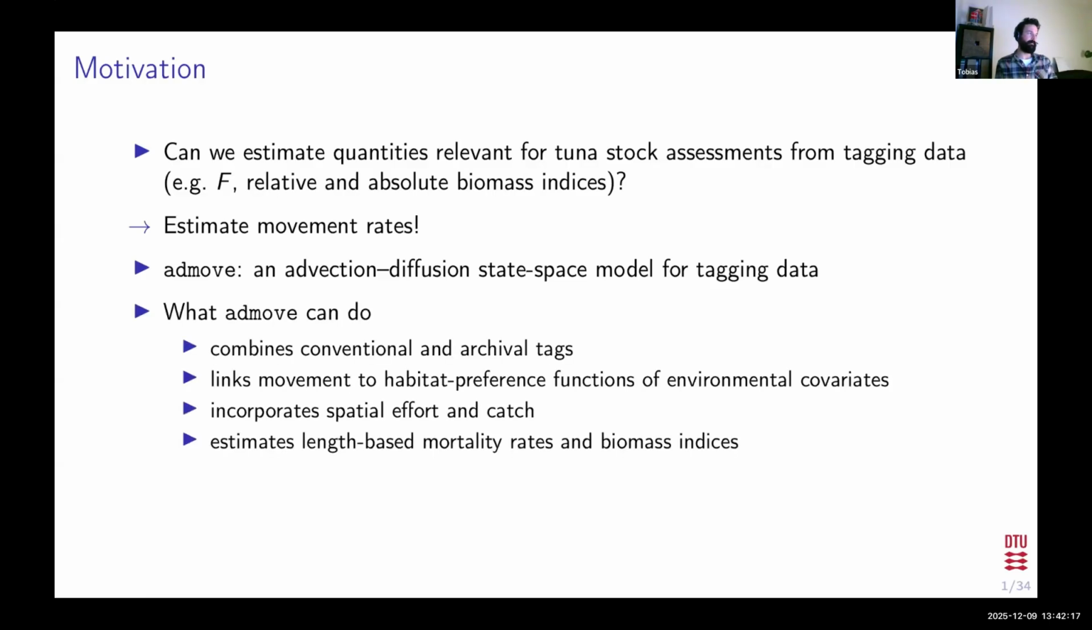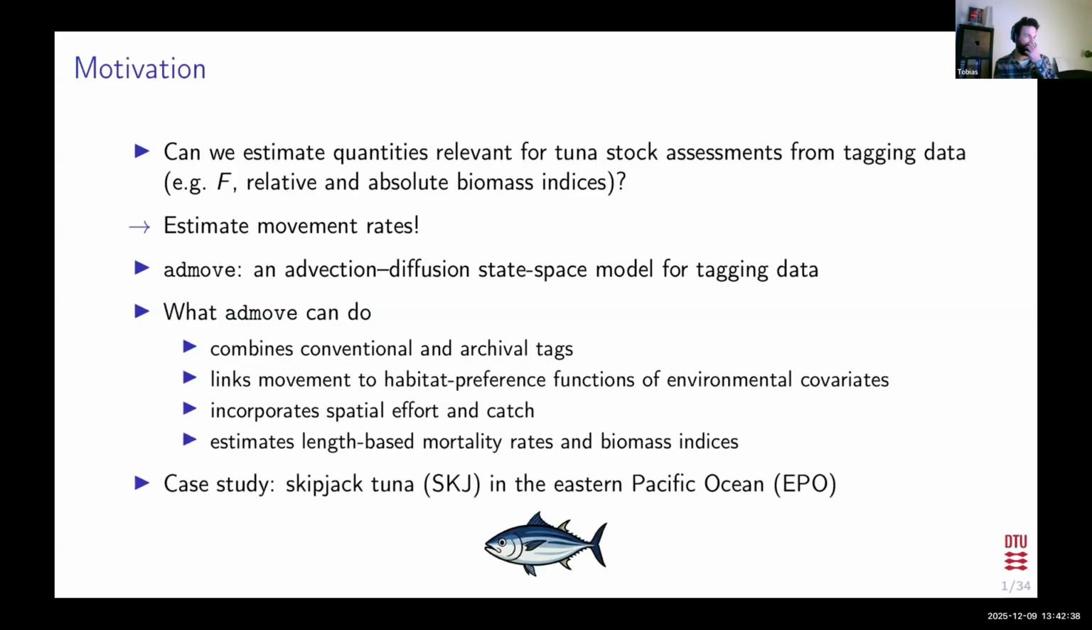So we were working on this advection diffusion state-based model for tagging data, which I refer to as ADMove. What ADMove can do is combine conventional and archival tags and link movement to a habitat preference function of environmental covariates. It can also incorporate spatial effort and catch information if that is available, and can then estimate length-based mortality rates and biomass indices. Throughout this talk, I will refer back to the case study of skipjack tuna in the Eastern Pacific Ocean. So this little guy will indicate when I'm talking about this case study.